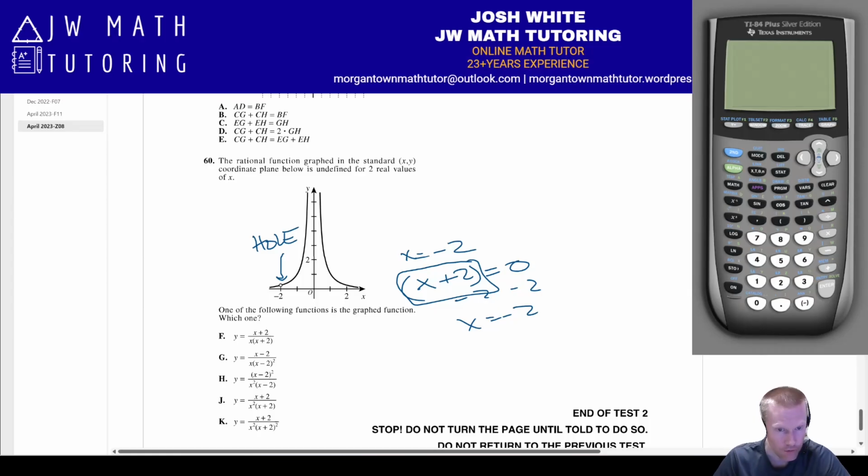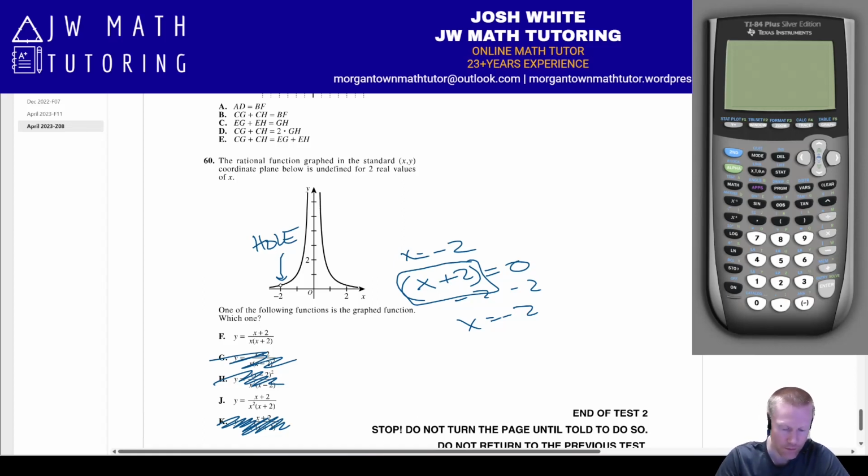So first of all, this doesn't even have an x plus 2, so we can get rid of that. This doesn't have an x plus 2, so we can get rid of that. This has x plus 2 top and bottom, same degree. F has it top and bottom, same degree. This one has x plus 2 top and bottom, but the degrees are not the same. Therefore, we can eliminate this one as well. So we're now down to 2 choices. At this point, it wouldn't be that much work to just go to the graphing calculator and type each of them in and see which one matches.